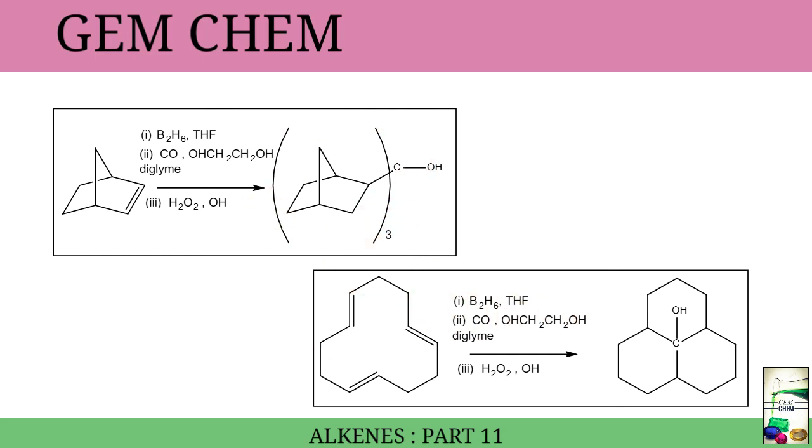Since the boron contains these 3 groups, the carbinol specifically contains these 3 groups. Similarly for this one, now in this case what will be the boron formed? If we see specifically, then the boron will look like this.